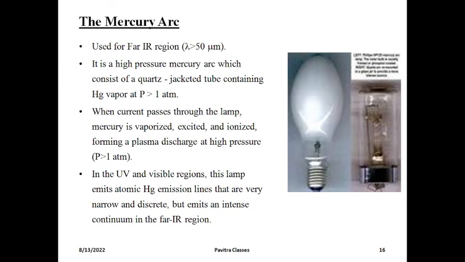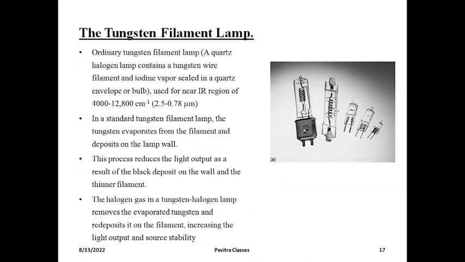It is a high pressure mercury arc which consists of a quartz jacketed tube containing mercury vapor at a pressure of less than 1 atmosphere. When current passes through the lamp, mercury is vaporized, excited and ionized, and then it gives a plasma discharge. So when it takes the heat, mercury is vaporized and excited, and it gives the light source. In UV visible spectroscopy also, the mercury arc lamp is used as a light source. It emits mercury emission lines that are very narrow and discrete, but emits an intense continuum only in the far IR region, as I told earlier.